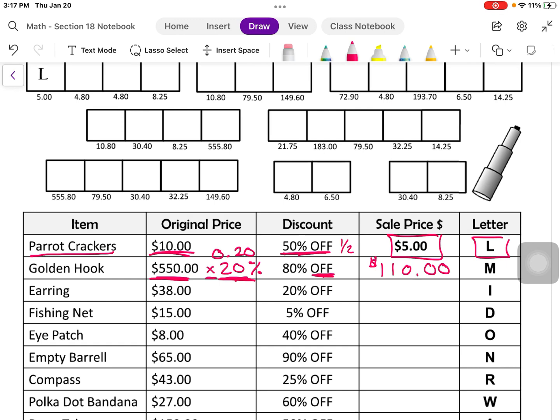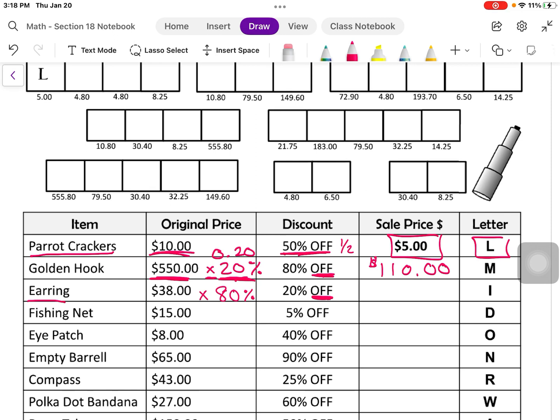So this one is kind of a little backwards. Let's try one more. I'm buying earrings for $38. Okay, 20% off. Well, if it's 20% off, that means it's 80% on. So I'm multiplying it by 80%.